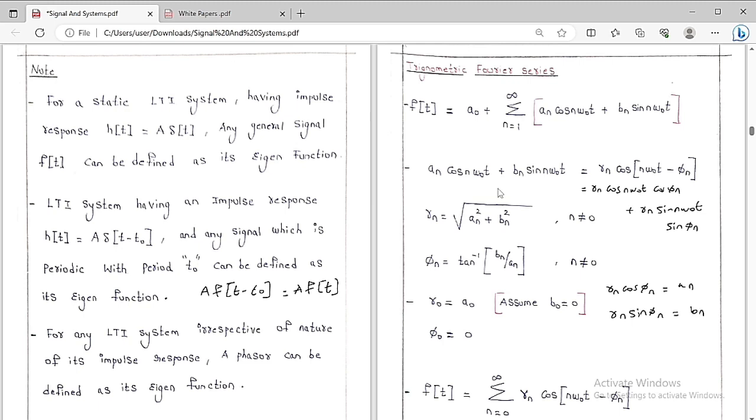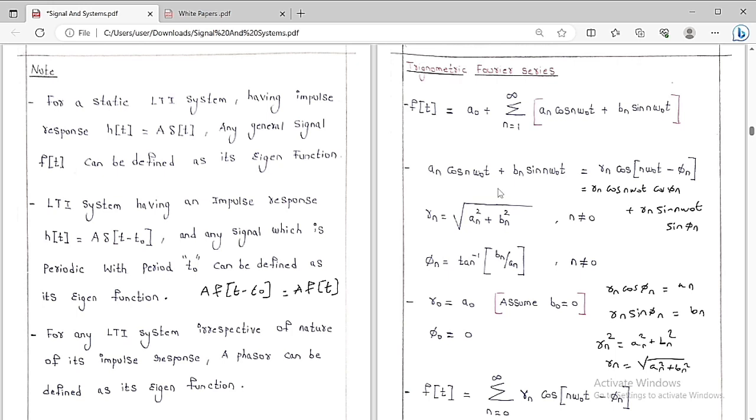Comparing, then what I will do is square both sides, LHS and RHS. For the first equation I square both sides, for the second equation I square both sides, then I add these two terms, and what I am going to get is Rn square is equal to An square plus Bn square, right? Then Rn is equal to under root of An square plus Bn square. So the same thing I have got.